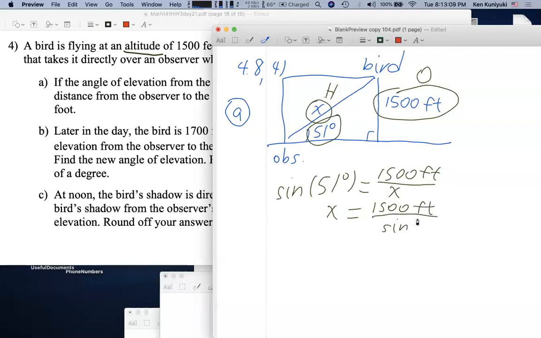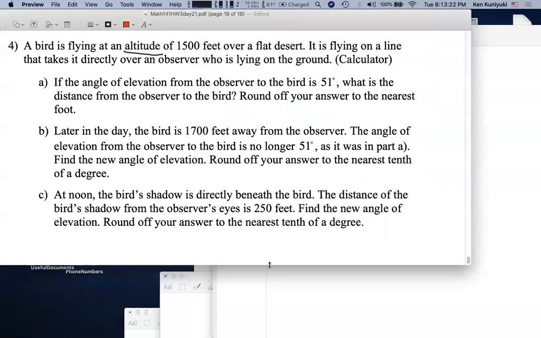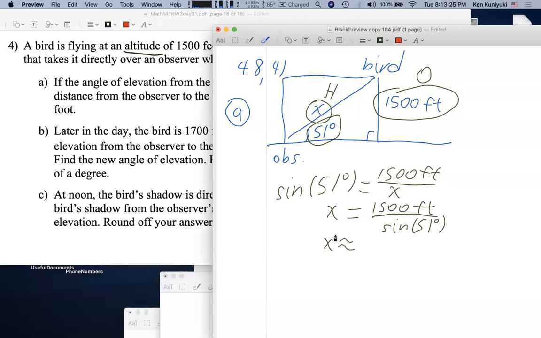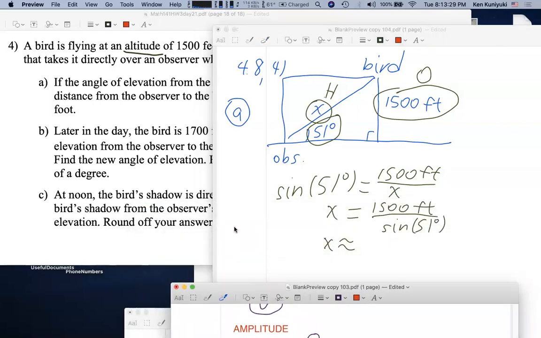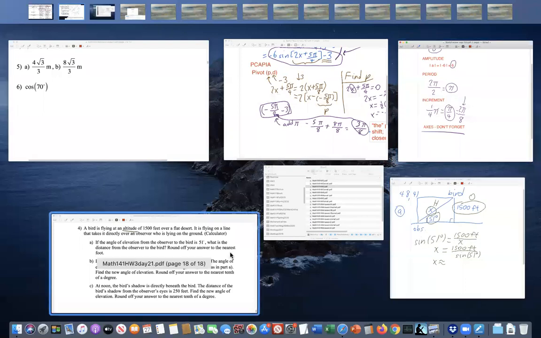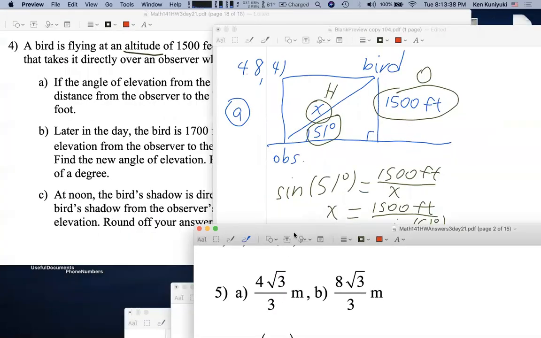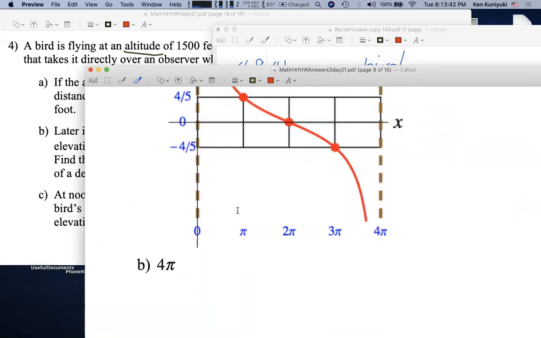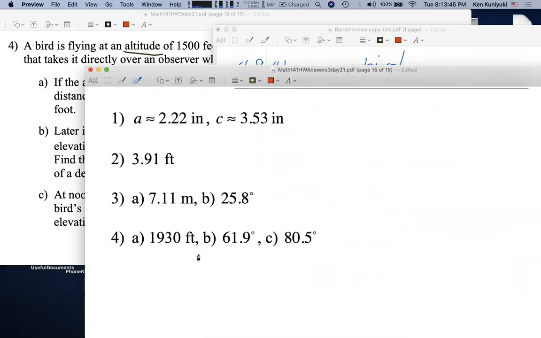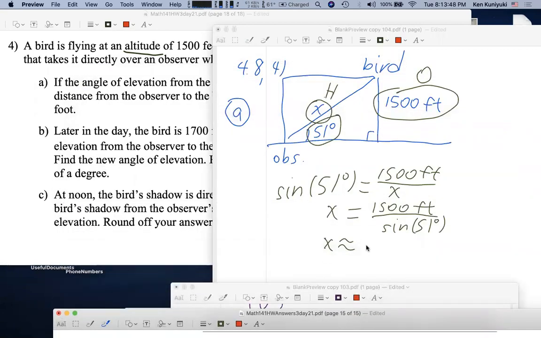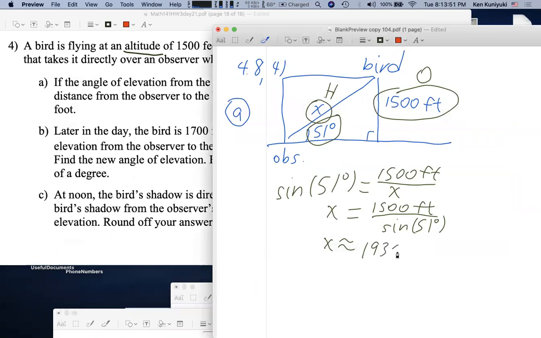So do you believe that? I multiply both sides by x, and then I divide both sides by sine of 51 degrees. In fact, this is an exact form for the answer. But I say here, I want you to round off to the nearest foot. And this should be 1,930 feet. Is that what you're getting? 1,930 feet.